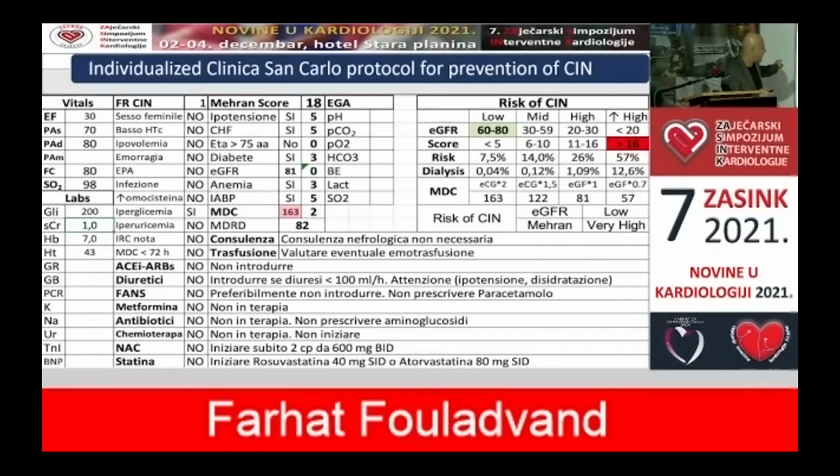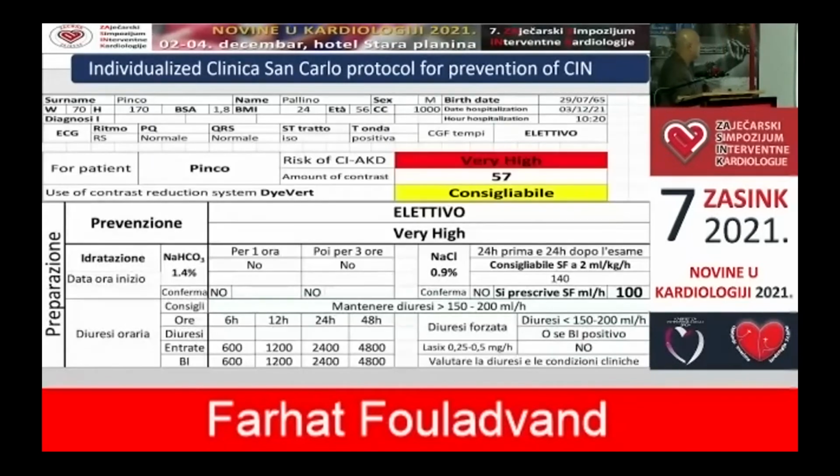But according to the Mehran score, it is a very high risk. So the amount of the contrast that we can use according to the calculation of the EGFR, 0.7 multiplied, is 57 ml of the contrast. And the message to the doctor will be that this patient, because the system takes the higher risk, not only EGFR or Mehran, between those two the system chooses the higher risk, which is very high risk for developing nephropathy. Amount of the contrast is 57, and at 57, it's not so much.